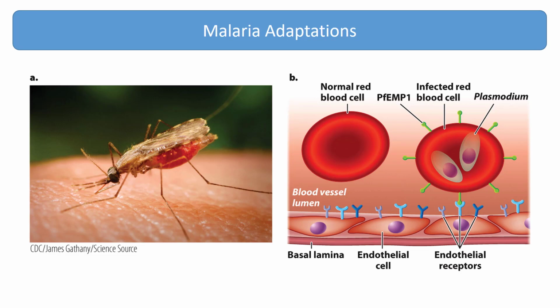In this process, the parasite expresses an adhesive protein that inserts itself on the surface of red blood cells. This protein interacts with proteins on the surface of cells lining blood vessels, helping infected cells stick to blood vessel walls and keeping them in the circulatory system and out of the spleen.